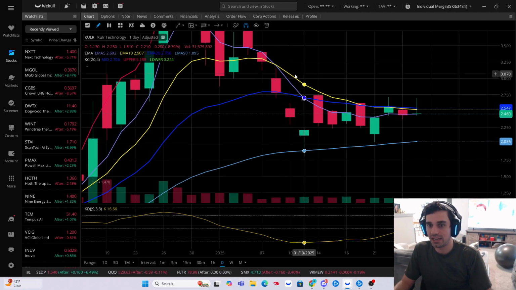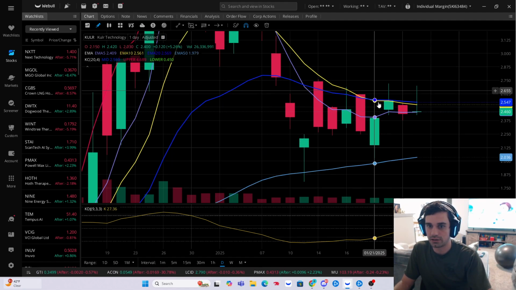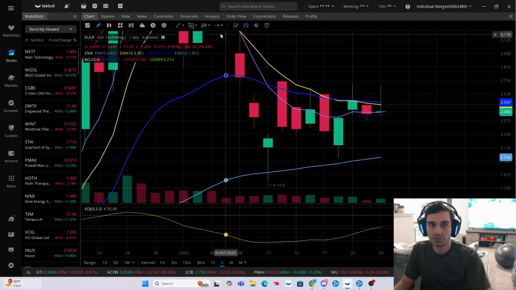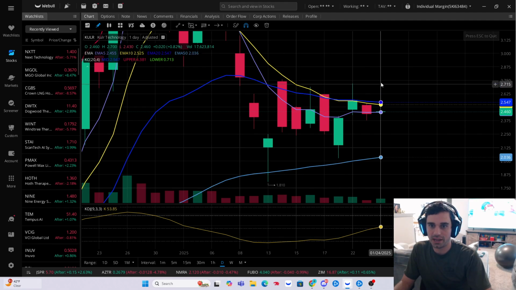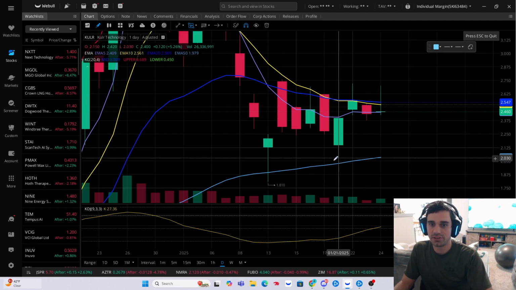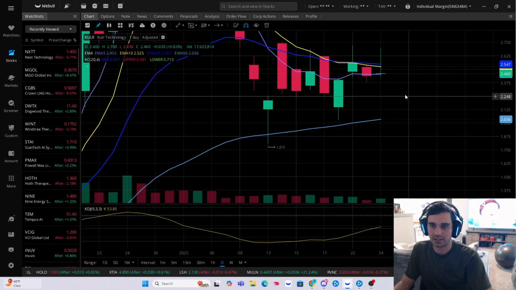But do keep in mind, it can come back to your average, like right in here. Look how close it got. It came back to the 50. Are we surprised, though, that this is acting as big support on the EMA 50? No. Price comes back, and it bounces up immediately. So this tells me KULR is very bullish. The EMA 50 is acting as strong support.